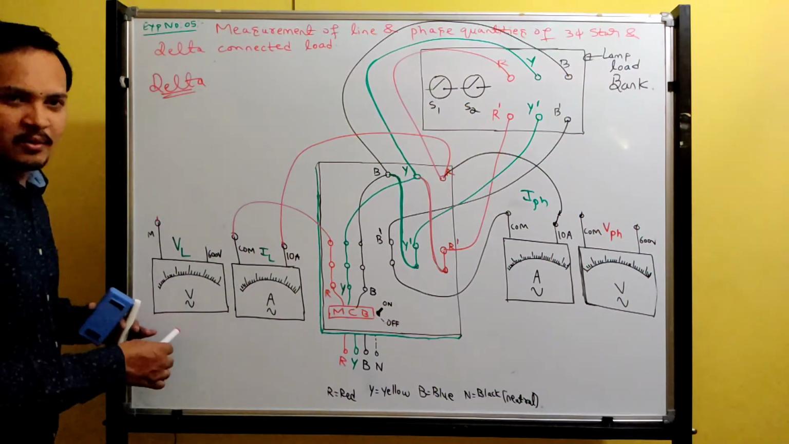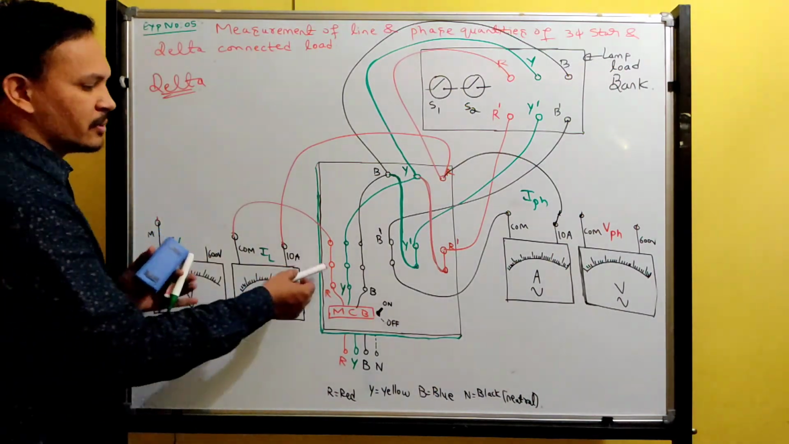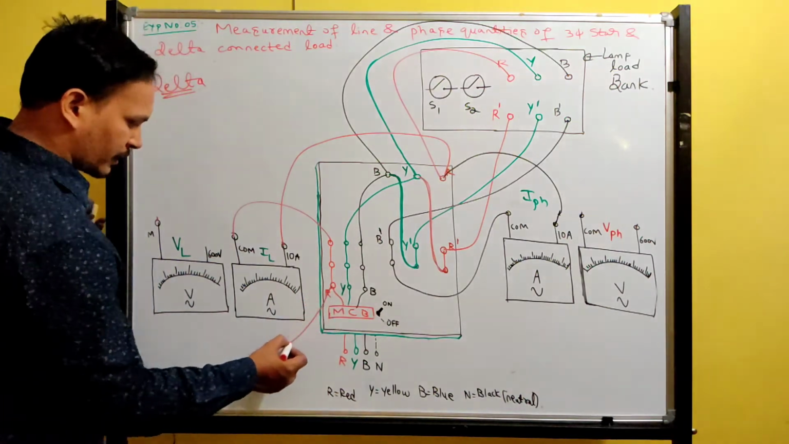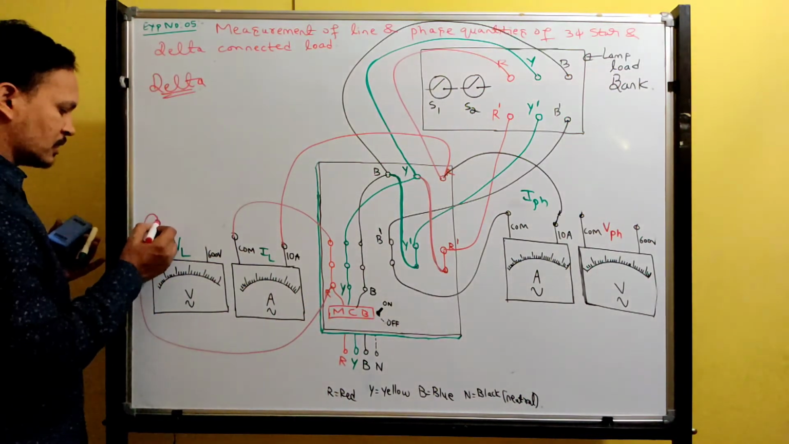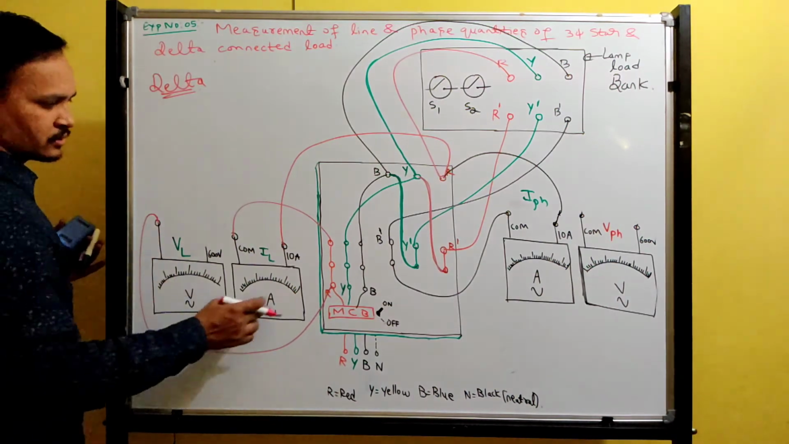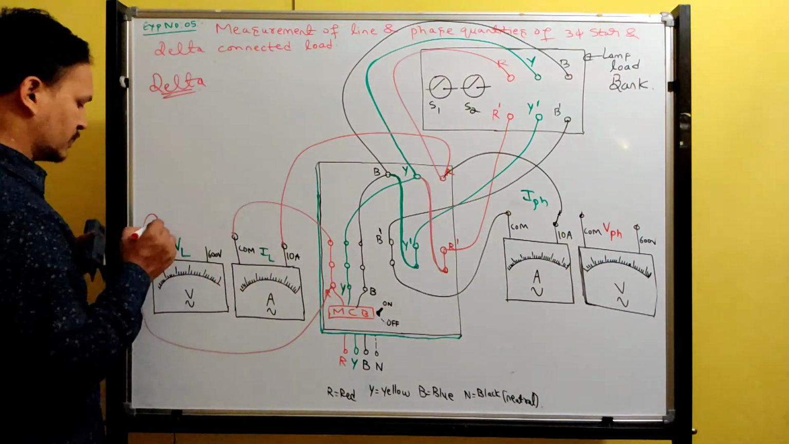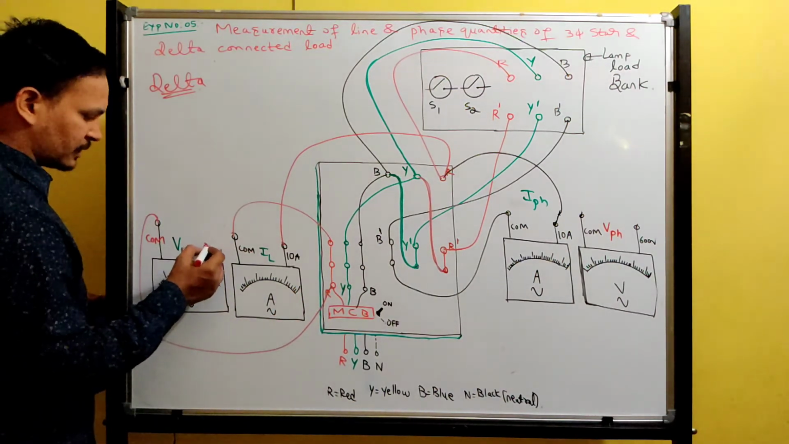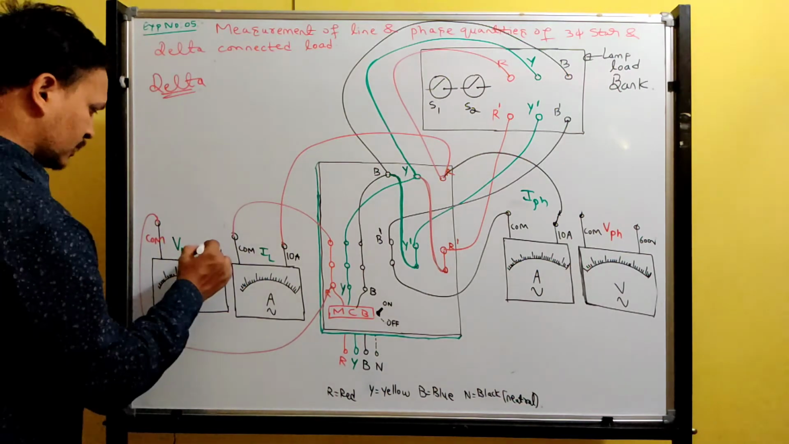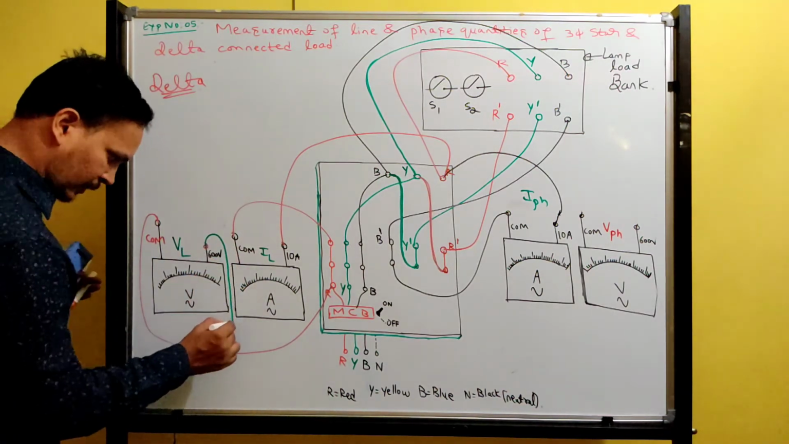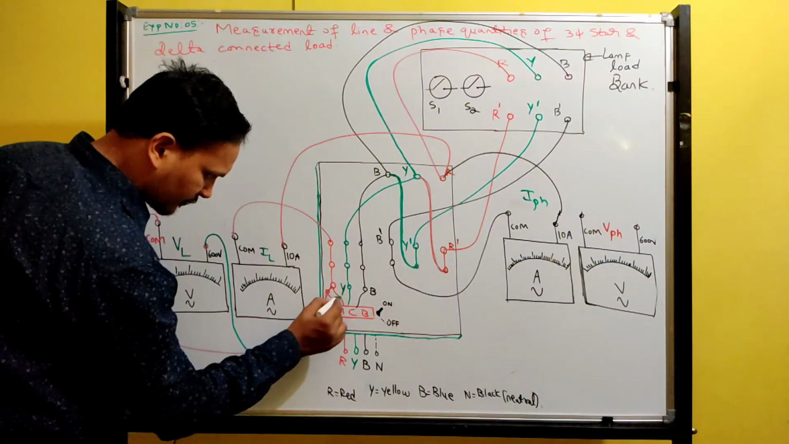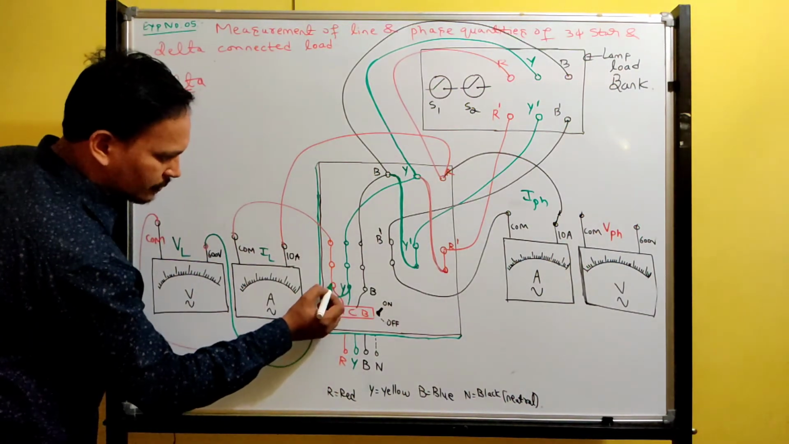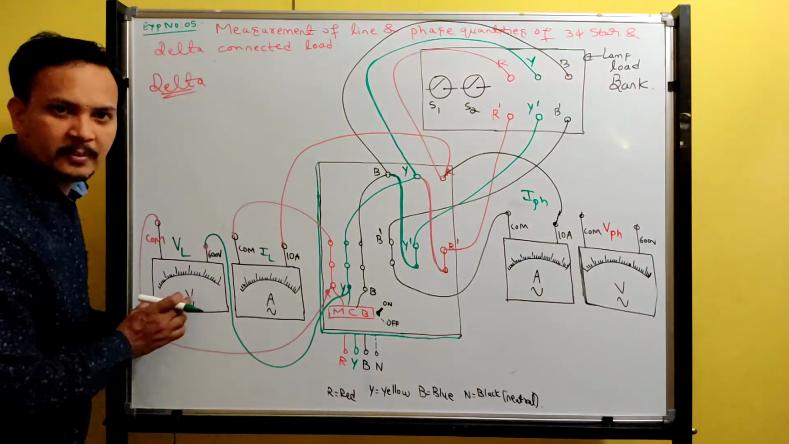Now I want to measure line voltage. You connect the voltmeter terminals between any two lines. I am connecting it between R and Y terminals. This is the common point, so from R you connect to common, and from the 600 volt terminal you connect to Y. Between R and Y you connected this voltmeter.